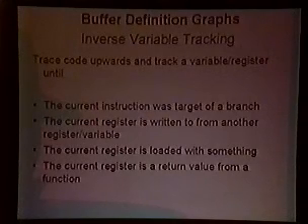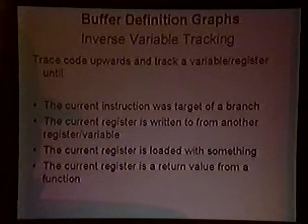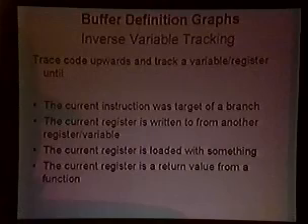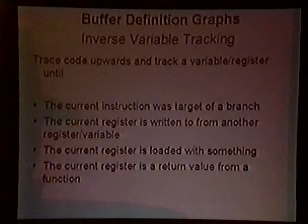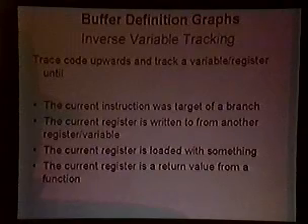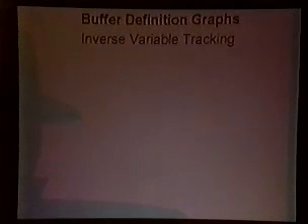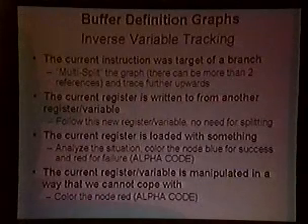Basically, to generate one of those graphs, you identify the location from which you want to trace upwards, and then you trace the code upwards until one of the following things happens. The current instruction is the target of a branch. The current register is written to from another register. The current register is loaded with something, or the current register is a return value from a function. If that happens, it will follow on.